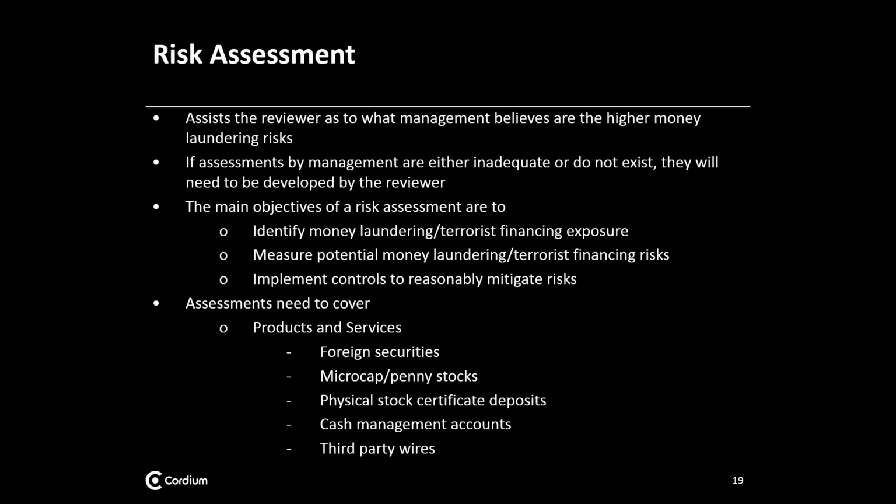The firm's risk assessment can assist the reviewer in determining what management believes are higher money laundering risks. Where there's no risk assessment, part of the review will have to be to create one with the objectives of identifying money laundering and terrorist financing exposure, and measuring potential money laundering and terrorist financing risks. This should include an assessment of the firm's products and services, including higher risk activities such as foreign securities, micro-cap penny stocks, physical stock certificate deposits, cash management accounts, and third-party wires.